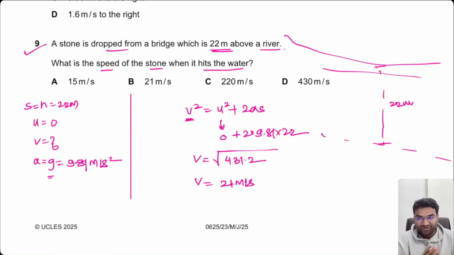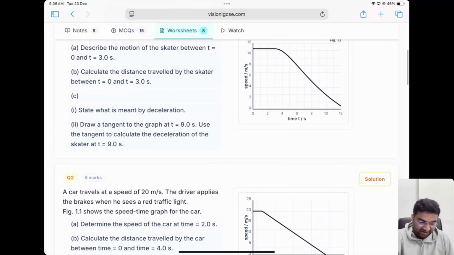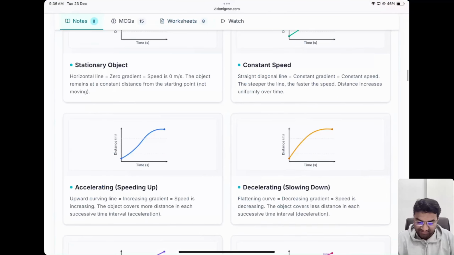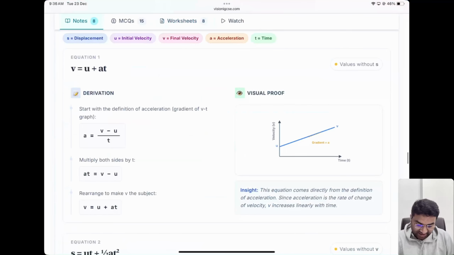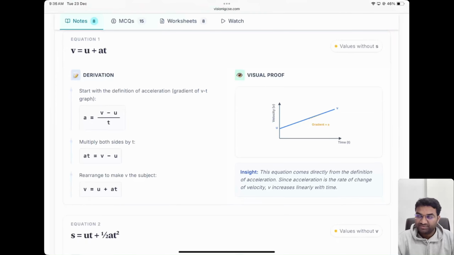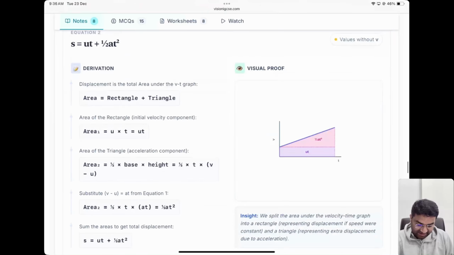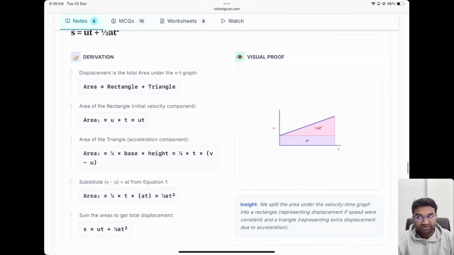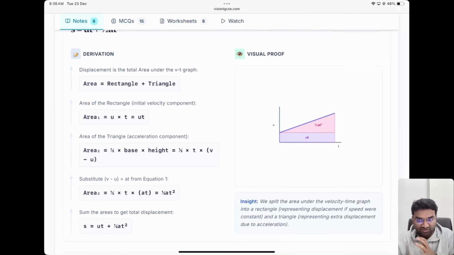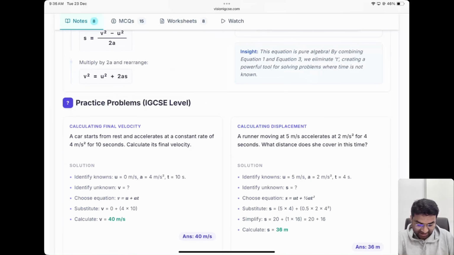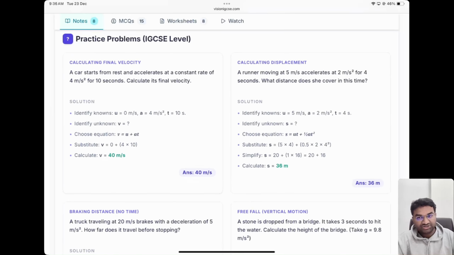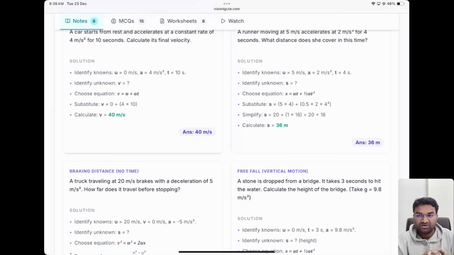I hope you got it. You understood this theory part completely. In the website, in the notes itself, all these things are given: v is equal to u plus at, s is equal to ut plus half at square. I have even included graphs here so that you will get this theory part completely. Understand it very well. And then you have many questions here. The questions are key to getting the basic understanding of these ideas.